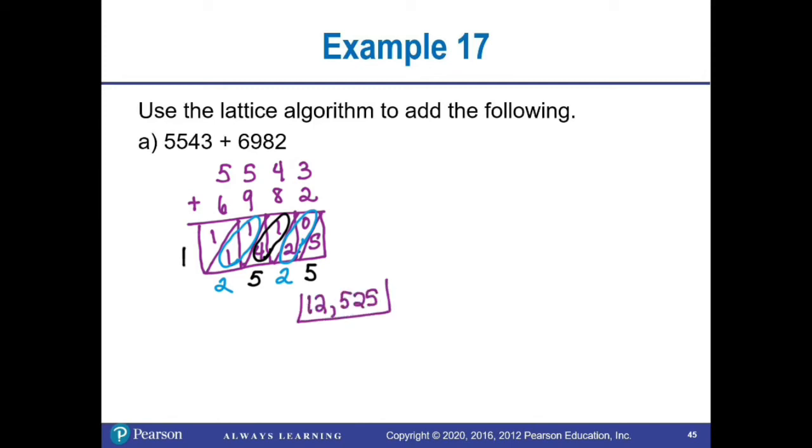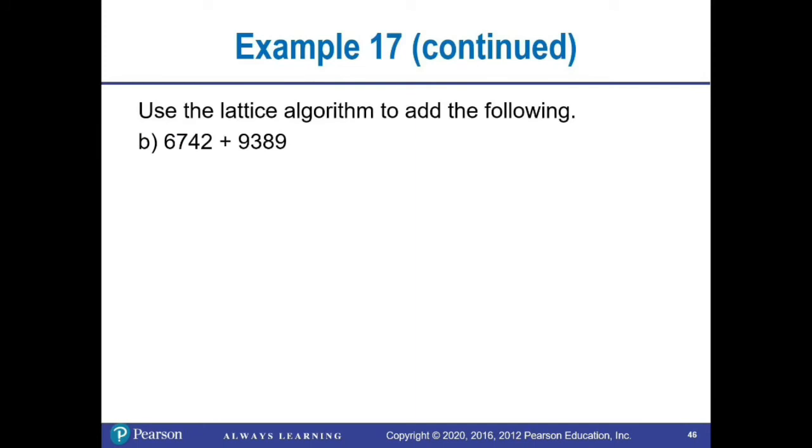This gives us 12,525. Let's look at another. In this problem, we have 6,742. Now notice again, I left some extra space between my digits. This is going to give me some extra space for that lattice when I add.